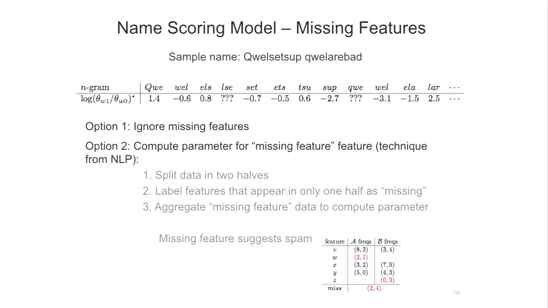The second option is to split up the training set into two halves, here A and B. For a feature, say W or Z, it is present in one of the partitions but not present in the other. So we aggregate, and the counts in the brackets are the number of times it appeared in a good name versus the number of times it appeared in a bad name. When you aggregate these missing features, you get an estimate for one missing feature. Whenever you come across a missing feature, you replace it with this value. This definitely does better than ignoring the missing features.